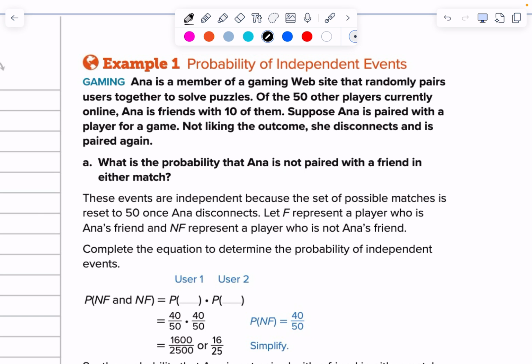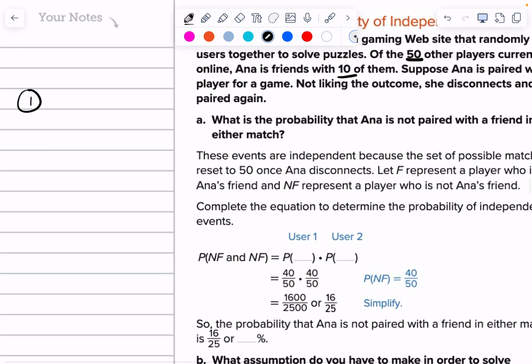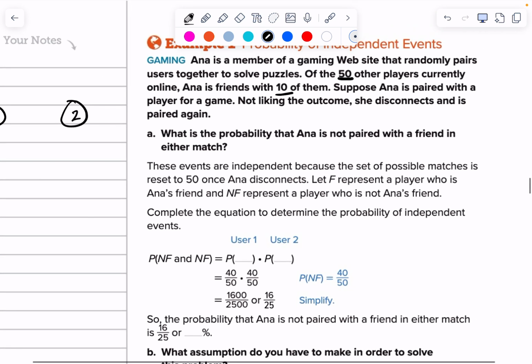All right. She's a member of a website where we're solving puzzles. Of the 50 other players currently online, Anna is friends with 10 of them. Suppose Anna is paired with a player for a game. Not liking the outcome, she disconnects and is paired again. What is the probability that she is not paired with a friend in either match? So she's doing match number 1, match number 2. In match number 1, if she's not paired with a friend, 10 of them are friends out of 50.